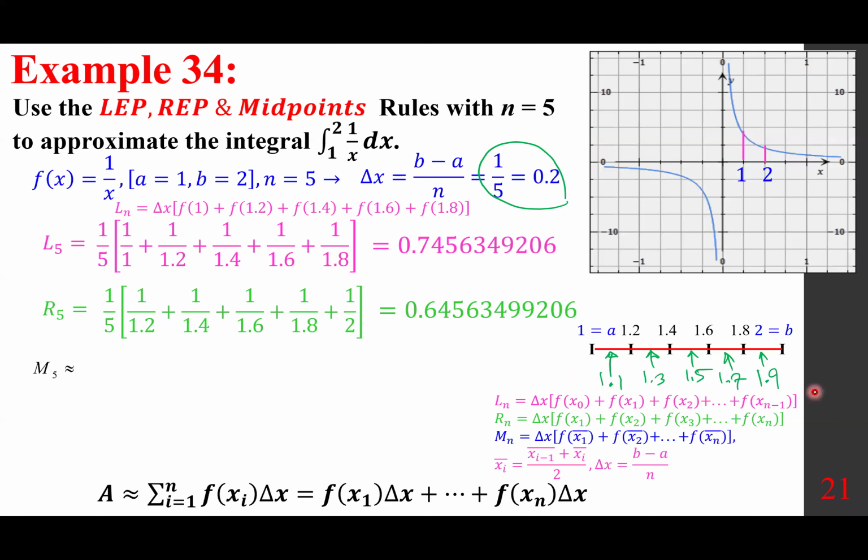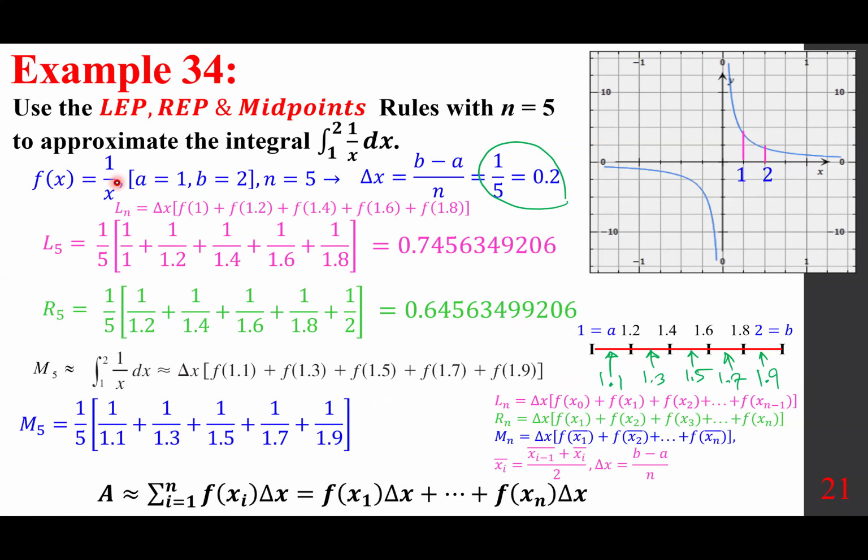So now M5, M stands for the midpoints. The integral of 1 to 2, 1 over x dx is delta x times f of those points, 1.1 plus f of 1.3 all the way to 1.9. So this means 1 over 1.1. This means I'm looking at this function, and so forth. So very simple. Put it into a calculator, and that is, by the way, the best approximation among all those three. I can't emphasize this enough.